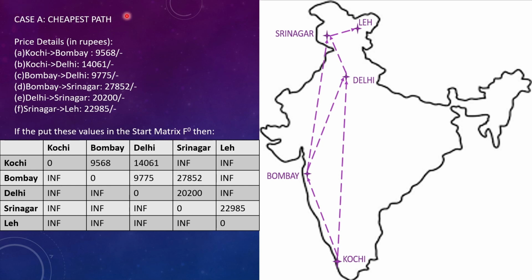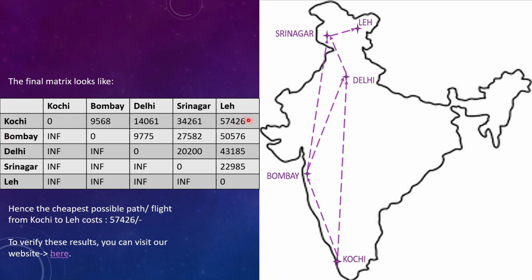Ramesh wants to go from Kochi to Leh by the cheapest flight. So here we have taken the data from online for the prices of flights from one city to another city. We have created this matrix here. As I have taught you earlier, you can create this matrix and solve it with Floyd Warshall algorithm. You will get the shortest flight from Kochi to Leh in terms of flight cost. So here we are getting the least cost as 57,426. You can calculate it by yourself.